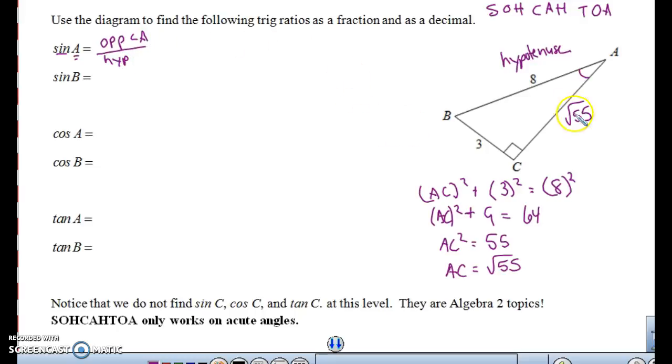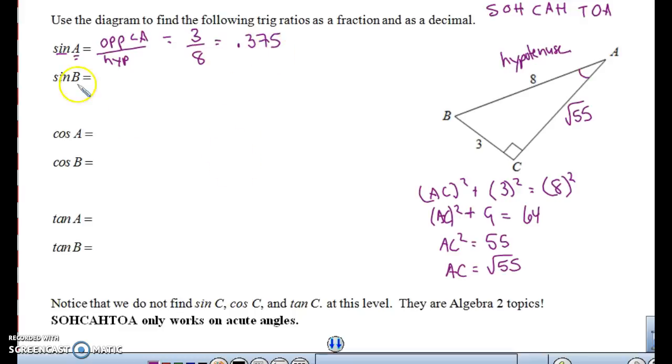So what side is opposite angle A? It would be BC. And the hypotenuse is 8. So your sine of A is 3 over 8. The angle A has a ratio of the sides of 3 to 8. And if you make that into a decimal, 3 divided by 8 is 0.375. So this is in fraction form, this is in decimal form.